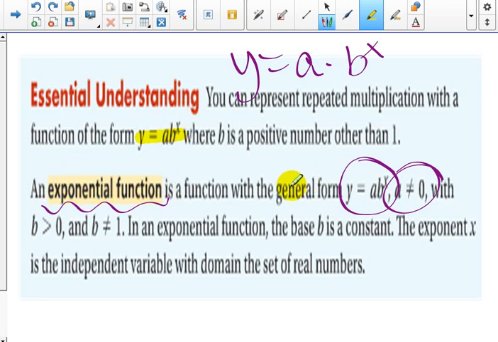So an exponential function is a function in the general form in just that, y equals a times b to the x power, and a cannot equal 0. Well, what would happen if a was equal to 0? Let's look.